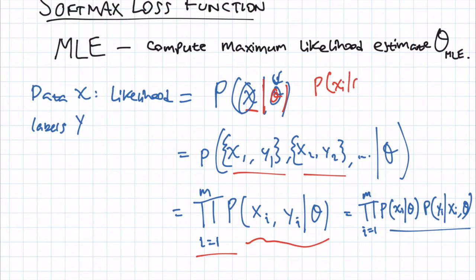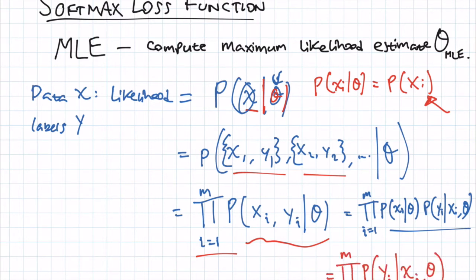So, probability of xi given theta, since they're independent, is equal to just the probability of xi. And for MLE, we're taking the argmax, and the argmax will be the same whether or not we have this constant in there. So we can just take it out. And that lets us write the likelihood as a product over i of yi conditioned on xi and theta.